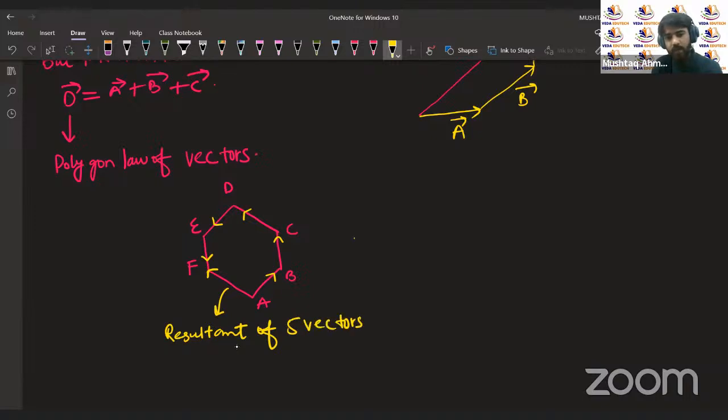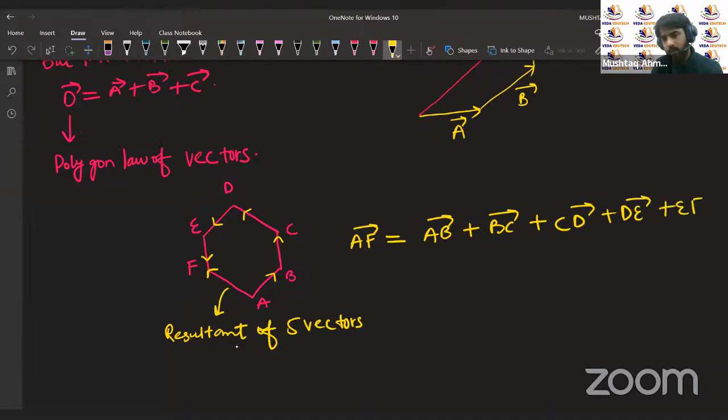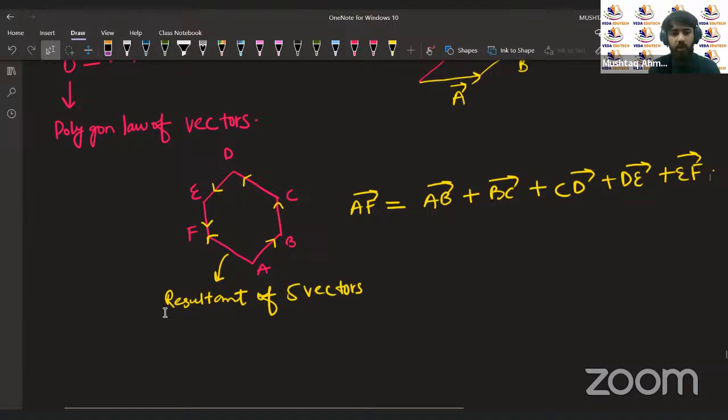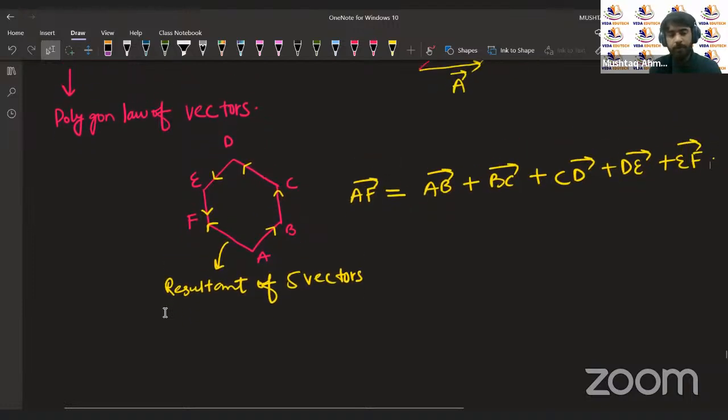So we can say that this AF vector is the resultant of all these vectors. We can write AF vector is equal to AB vector plus BC vector plus CD vector plus DE and EF. So this is basically the polygon law of vectors. If we have multiple vectors which are taken in the same order and represent the sides of a polygon, then the vector taken in the reverse order which completes the polygon is the resultant of all those vectors.